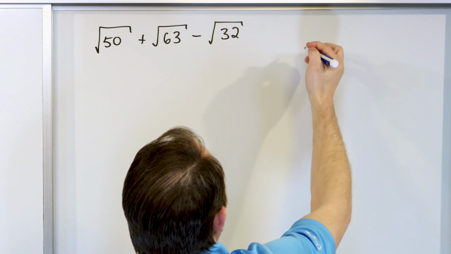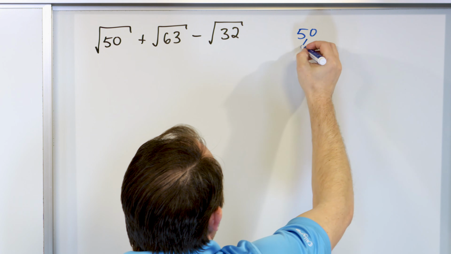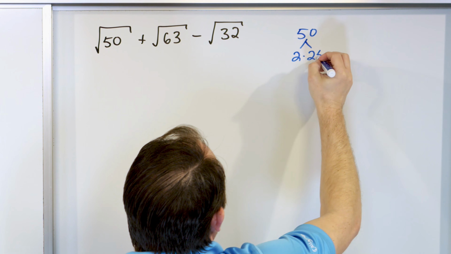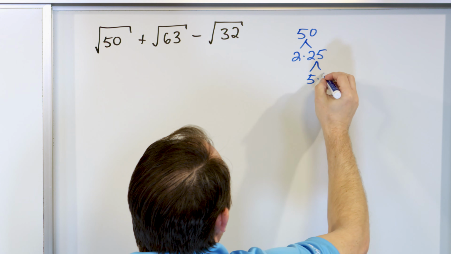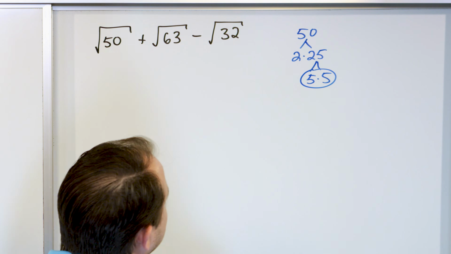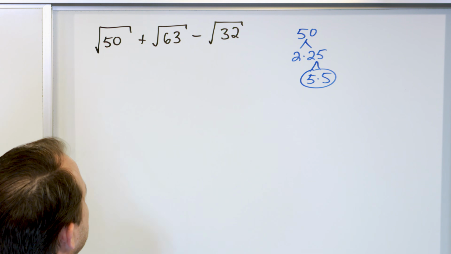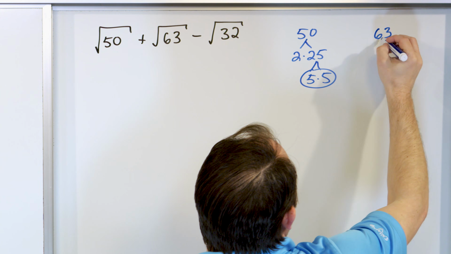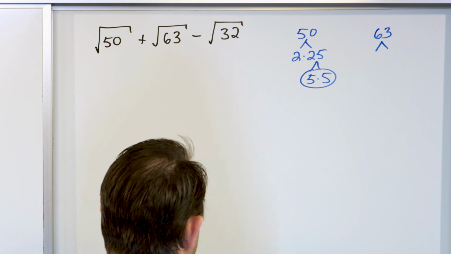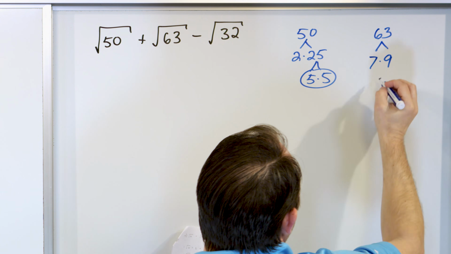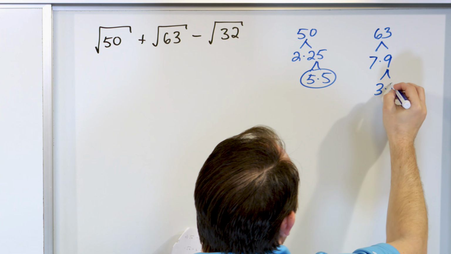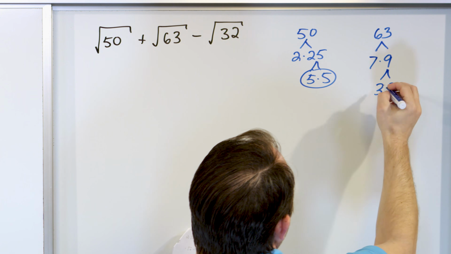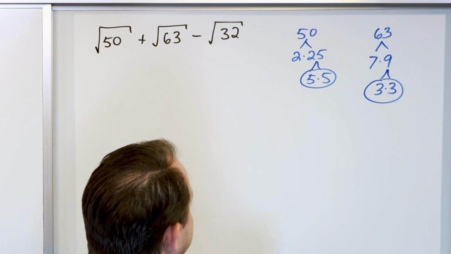So we go over here and see if we can simplify them. 50 goes to 2 times 25, and 25 goes 5 times 5. Here is a pair of numbers. So I know I can write that like that. 63 goes as 7 times 9 is 63, and 9 goes to 3 times 3. Now this is an orphan, there's no pair, but the 3 times 3 definitely does have a pair.